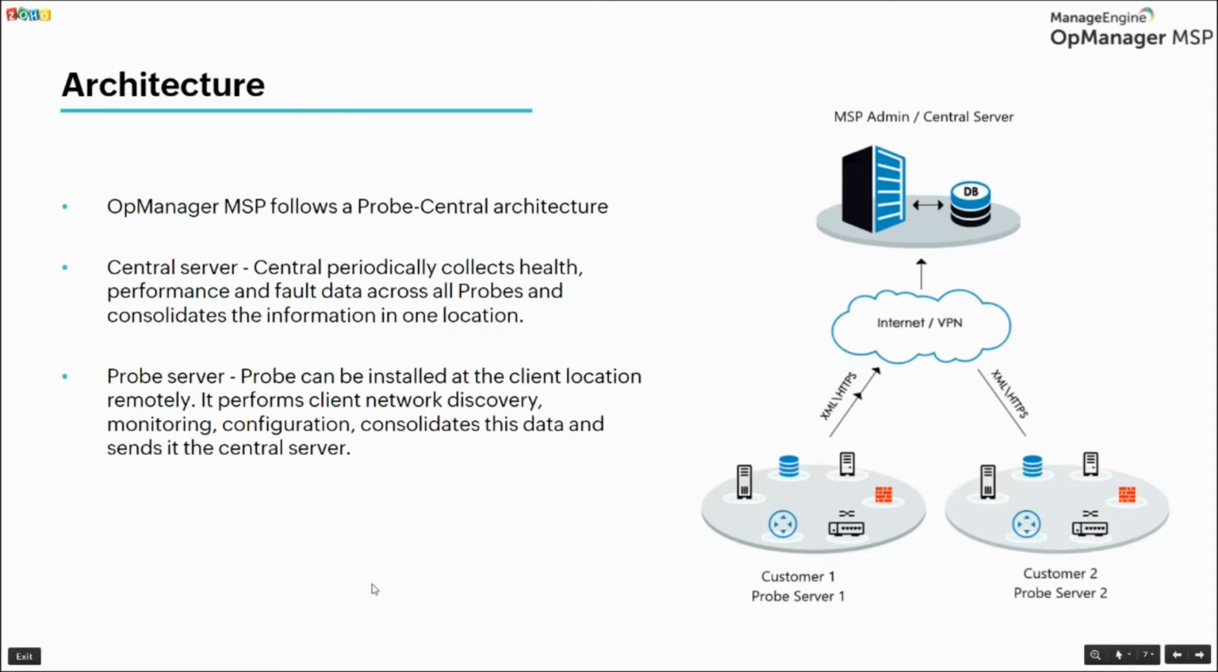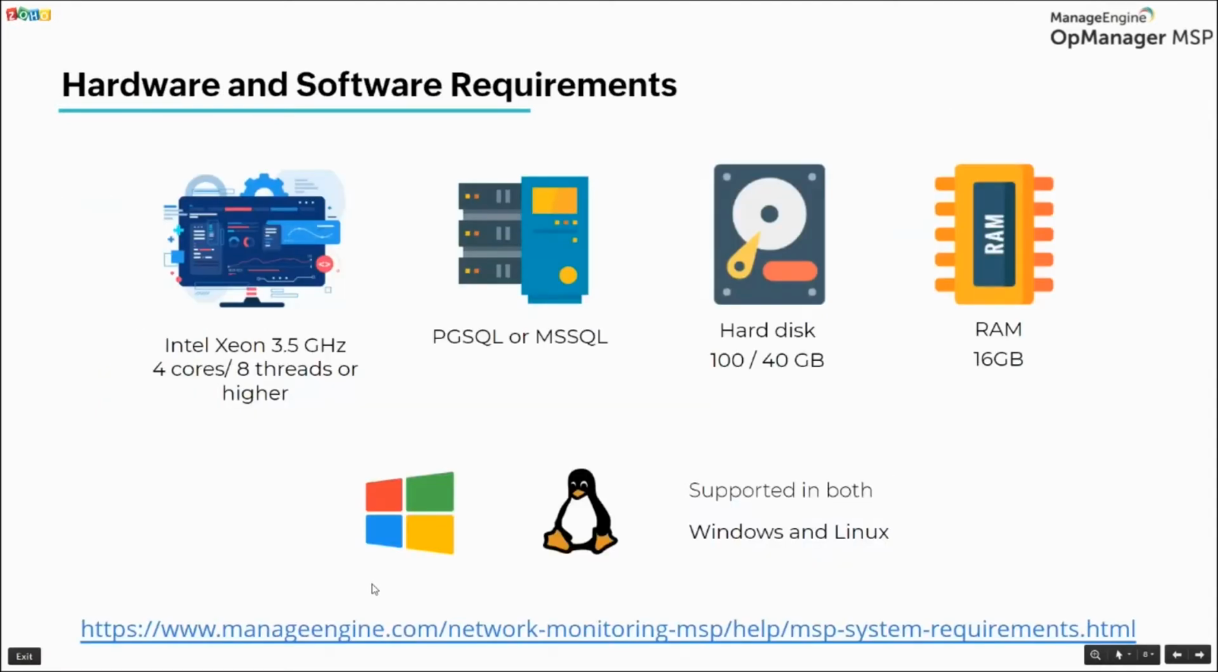So now let's move on to the next topic, where we are going to see the next basic and foremost mandatory requirement, which is the hardware and software requirements to install and monitor OpManager MSP for various devices in your customer's environment. Over here, we would be requiring an Intel Xeon 3.5 gigahertz with 4 or 8 threads or higher based CPU, along with a minimum of 100 or 40 GB of hard disk, and a memory of 16 GB RAM.